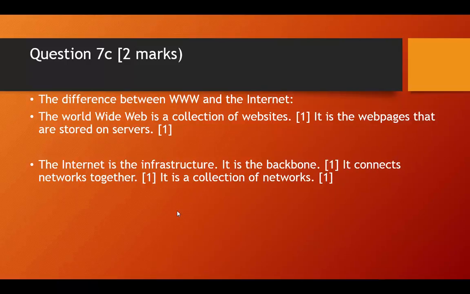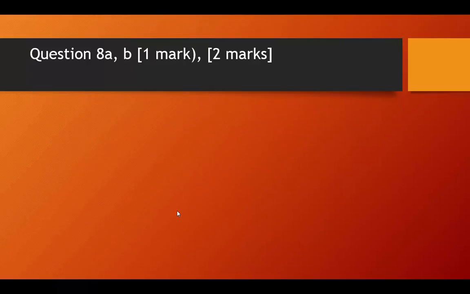So 2 things to take away. The World Wide Web is just web pages. The Internet is the infrastructure. It's the collection of networks. So 1 mark for each of those statements.